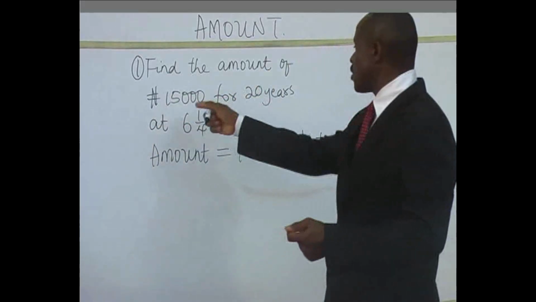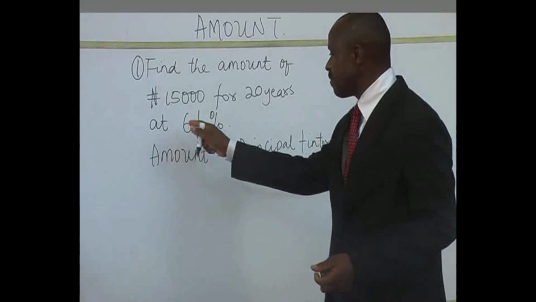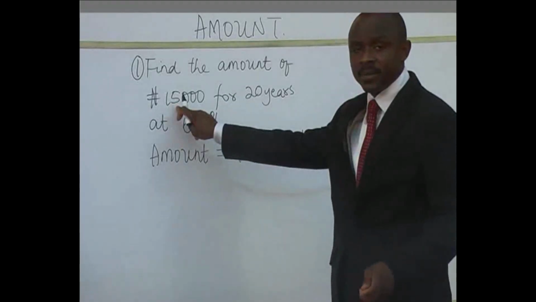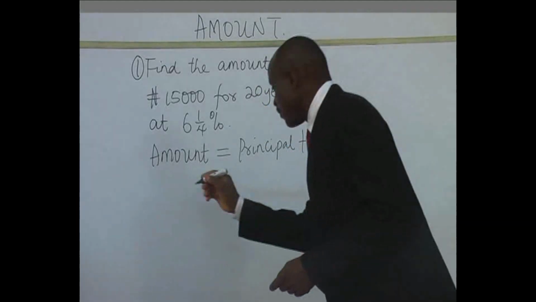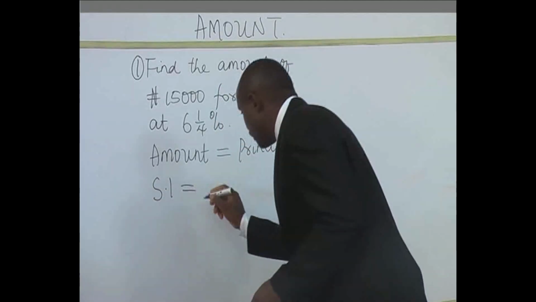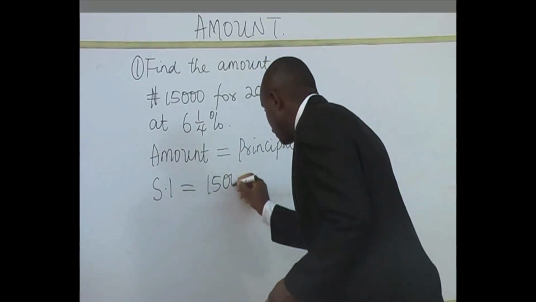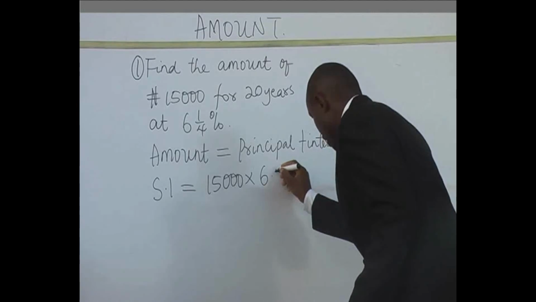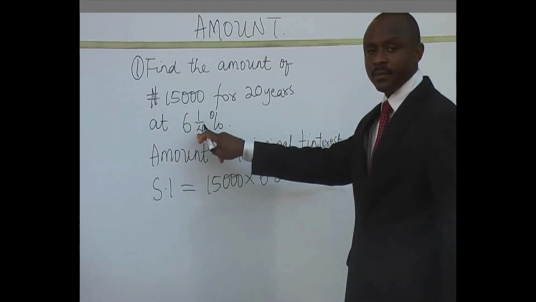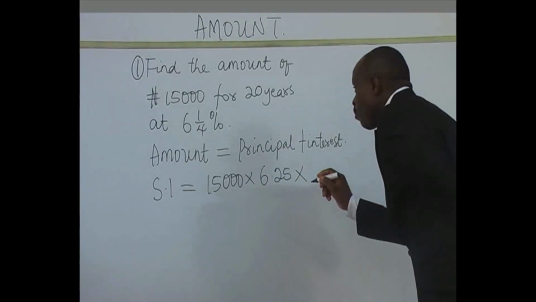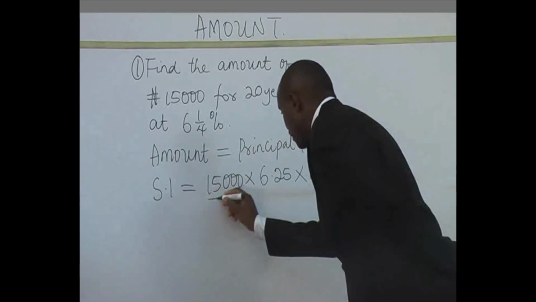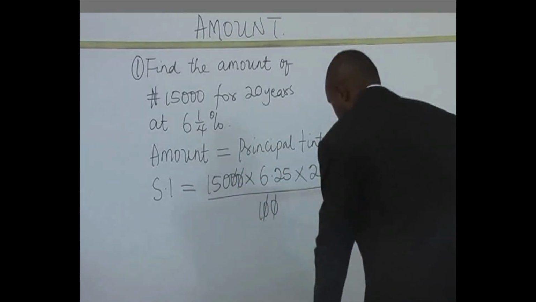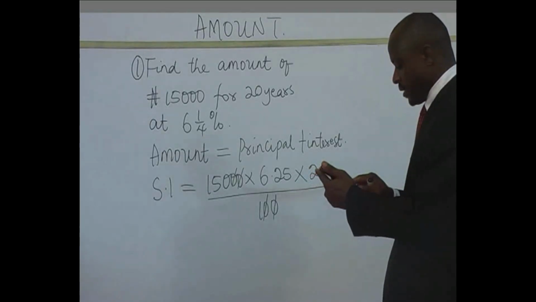So as you are asked to find the amount of 15,000 for 20 years at 4.25%, we are going to calculate the interest now. After the interest, we add it to this principal. That will give us the amount the question is asking for. First of all, the simple interest. Principal, which is 15,000, times rate 6.25. Then times the time, 20 years, all over 100. You can cancel this, cancel this. So you have 150 to multiply to 6.25 and 20.